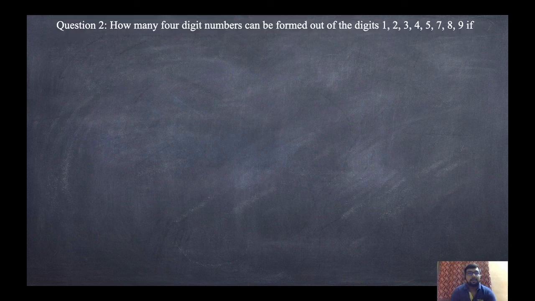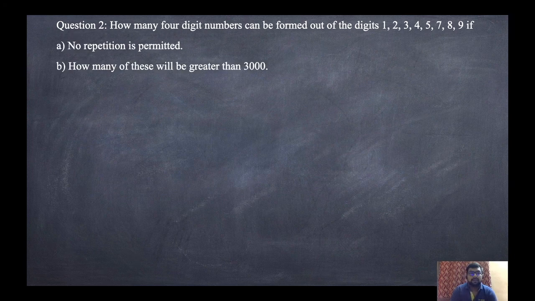Next example, how many 4-digit numbers can be formed out of digits 1, 2, 3, 4, 5, 7, 8, 9 if the first one, repetitions are not allowed, and the second one, how many of these will be greater than 3000? Okay, let's discuss. We know what the first answer will be. So it is like the previous one. So here total how many digits are there? 8 digits are there.